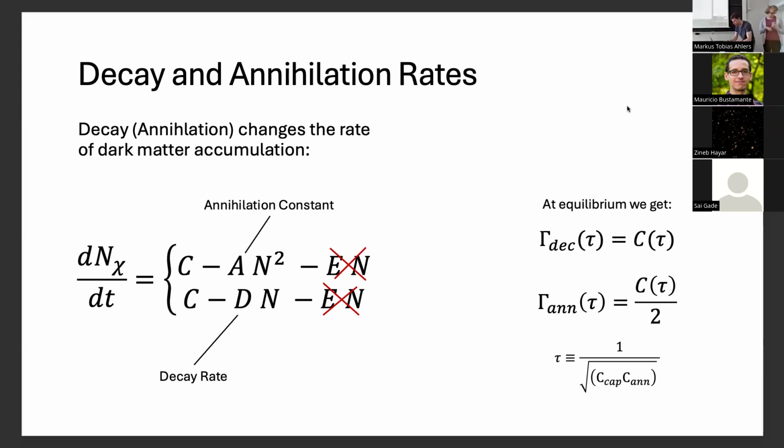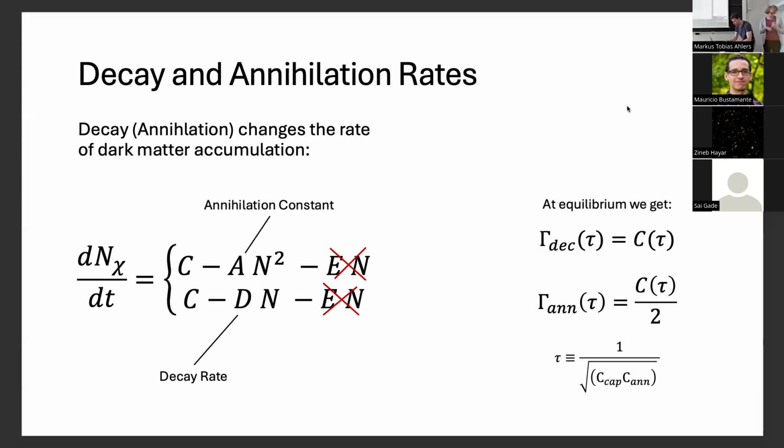We have this equilibrium time scale tau, which defines when equilibrium is reached. For annihilation, it's based on 1 over the square root of the capture rate and an annihilation constant, Cn, which I haven't included here; it's details. At the equilibrium time point, they would be equal, and because for annihilation we lose 2 particles every time we annihilate, the annihilation rate at equilibrium would be half the capture rate.